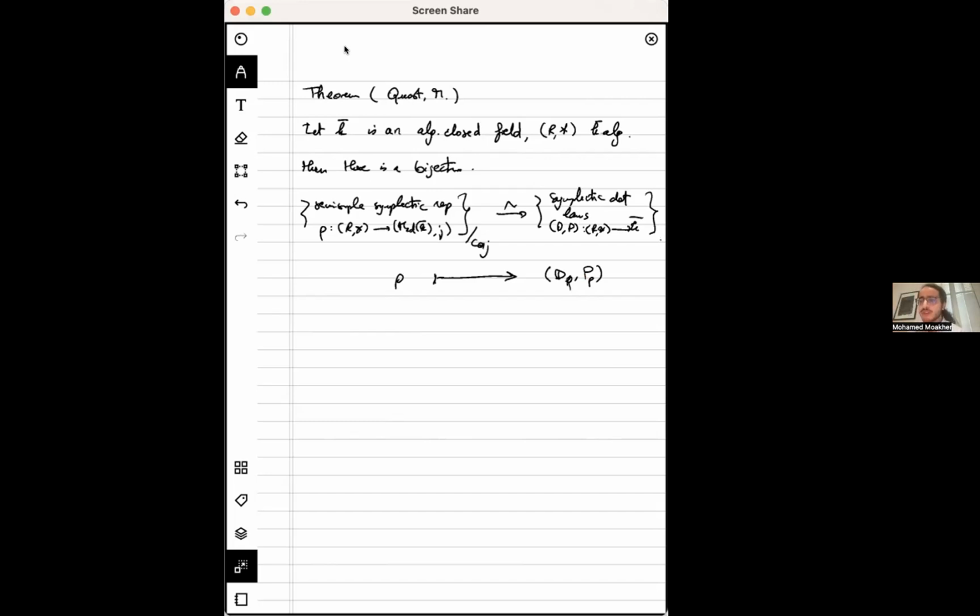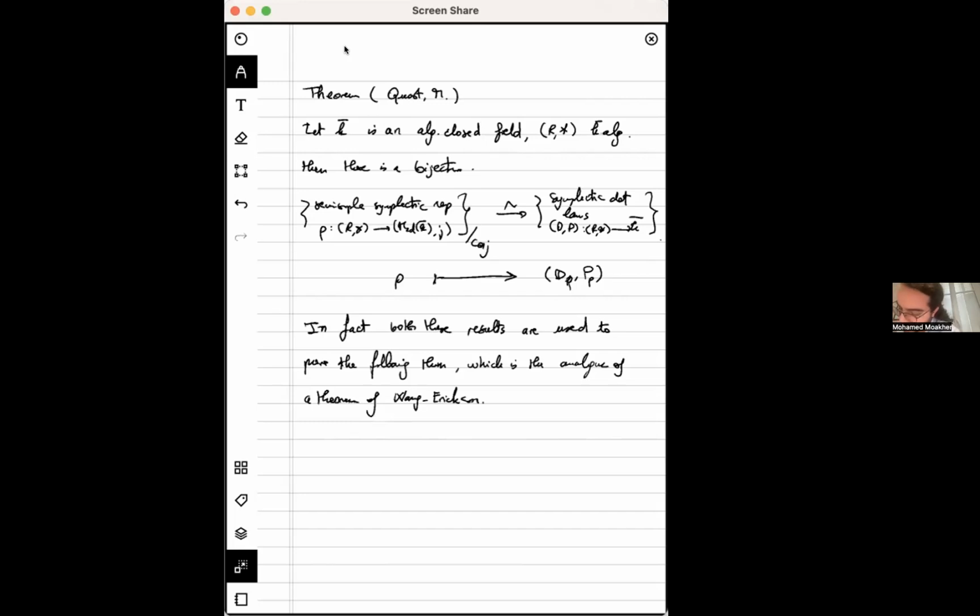Okay. And actually, we use these results to prove a bigger theorem. So we use both these results, so in fact, they are used to prove the following theorem, which is an analog of a theorem proved in the GLN case by Wang-Erickson. Which is the following. So there is a diagram.